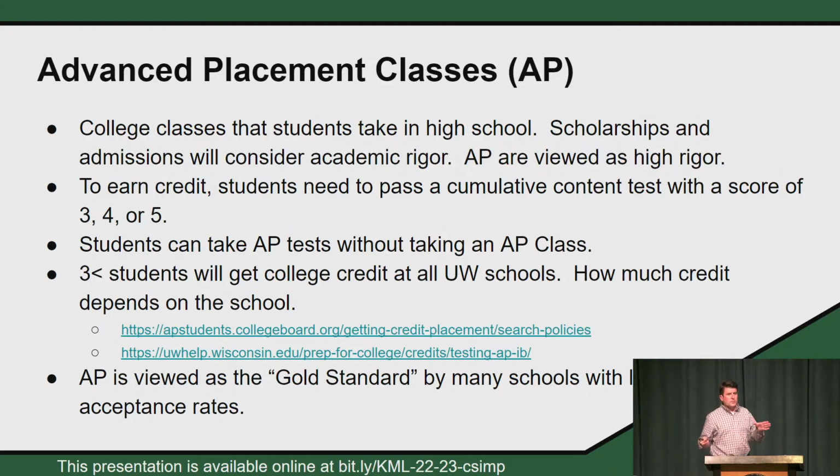AP classes, we talked a little bit about that, and the second point, 3, 4, or 5. If your students are planning on going to a UW school, the UW system schools have to accept and give credit for a 3. Some of the private schools in the state will not give academic credit for a 3. They'll say you have to get a 4 for us to accept that credit in. A 3, 4, or 5 in the UW system schools will ensure that you have college credit by passing that AP exam.